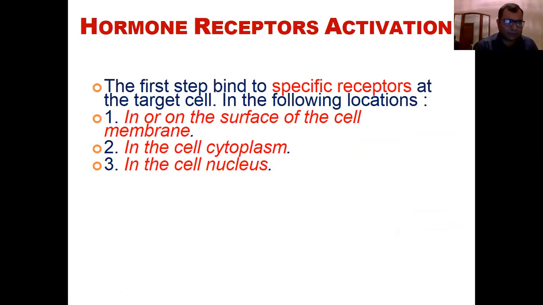Hormone receptors and their activation. The first step of the hormone's action is to bind to a specific receptor at the target cell. The locations for the different types of hormone receptors are generally the following. First, in or on the surface of the cell membrane. The membrane receptors are specific mostly for the protein, peptide, and catecholamine hormones. Second, in the cell cytoplasm. The primary receptors for the different steroid hormones are found mainly in the cytoplasm. The third is in the cell nucleus. The receptors for the thyroid hormone are found in the nucleus and are believed to be located in direct association with one or more of the chromosomes.